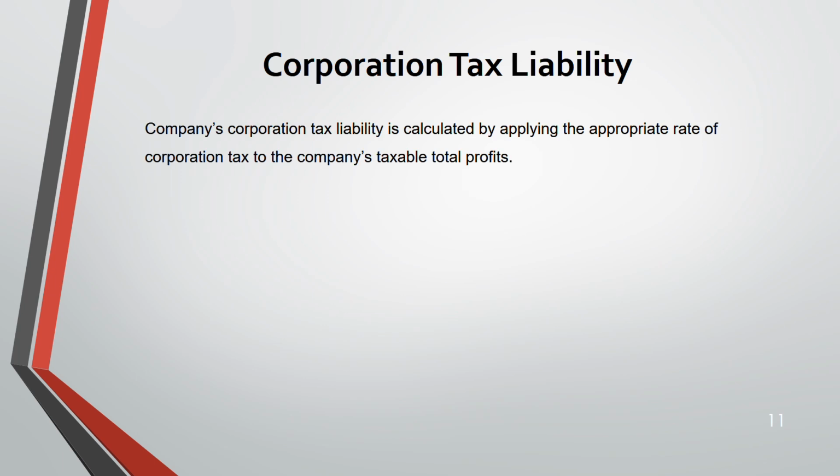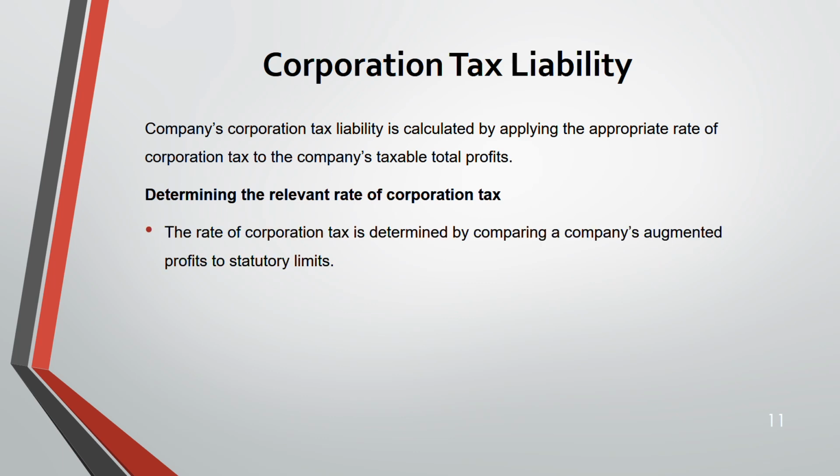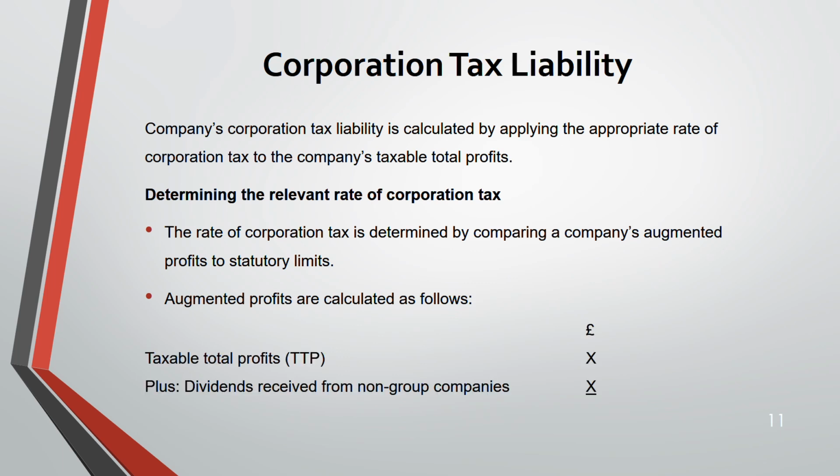Now, you apply the appropriate rate on the company's taxable total profit to get the corporation tax liability. How do you determine the rate? It is determined by comparing a company's augmented profit. Augmented profit, these are new terms you are learning. Okay, company's augmented profit to statutory limits. This is how you calculate augmented profit, and you have to know it. It's a must. TTP plus your dividend received from non-group companies is augmented profit.